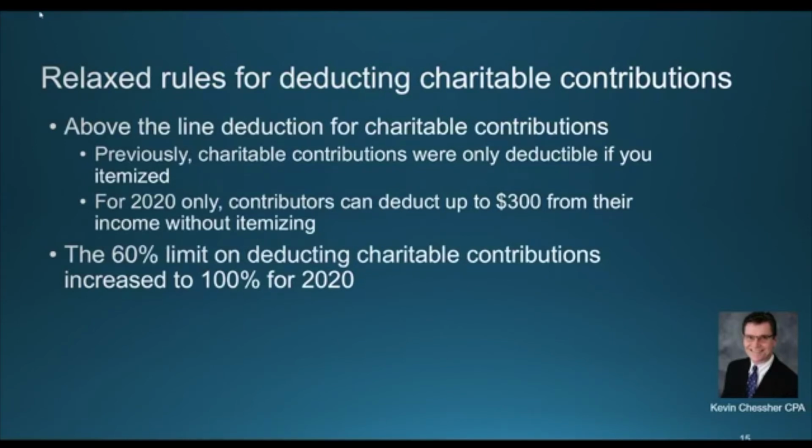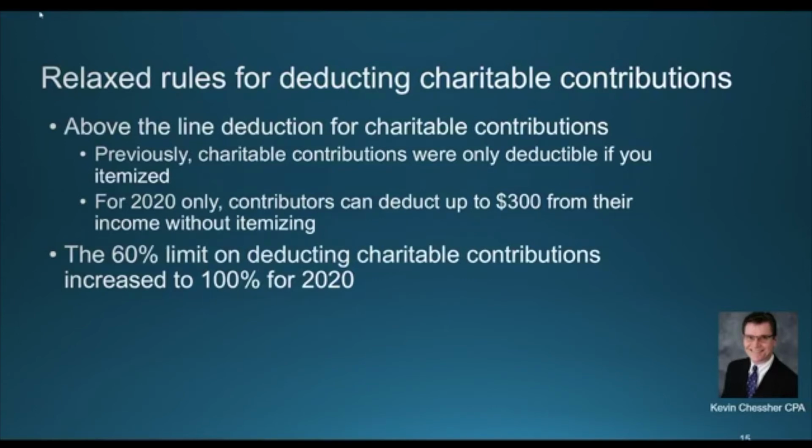Well, not true for 2020. For 2020, we have a $300 limit. You can deduct up to $300 of cash contributions to charitable organizations, and that is what we call above the line. So that means even if you don't have enough to itemize, even if you're taking the standard deduction, you can still deduct up to $300 in 2020.